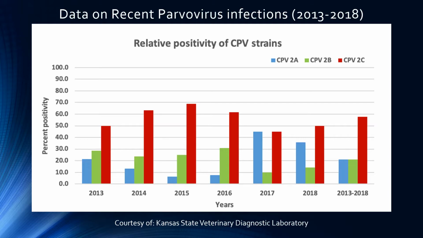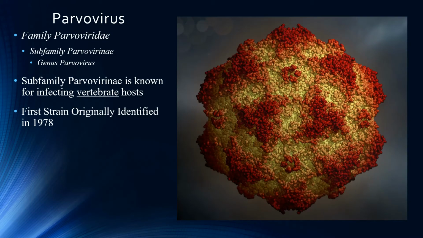As you can see, infection rates have remained very steady. The subfamily Parvovirinae is known for infecting vertebrate hosts. Hence, this is kind of important to understand because it only does infect vertebrate hosts. And our first strain was found in 1978.